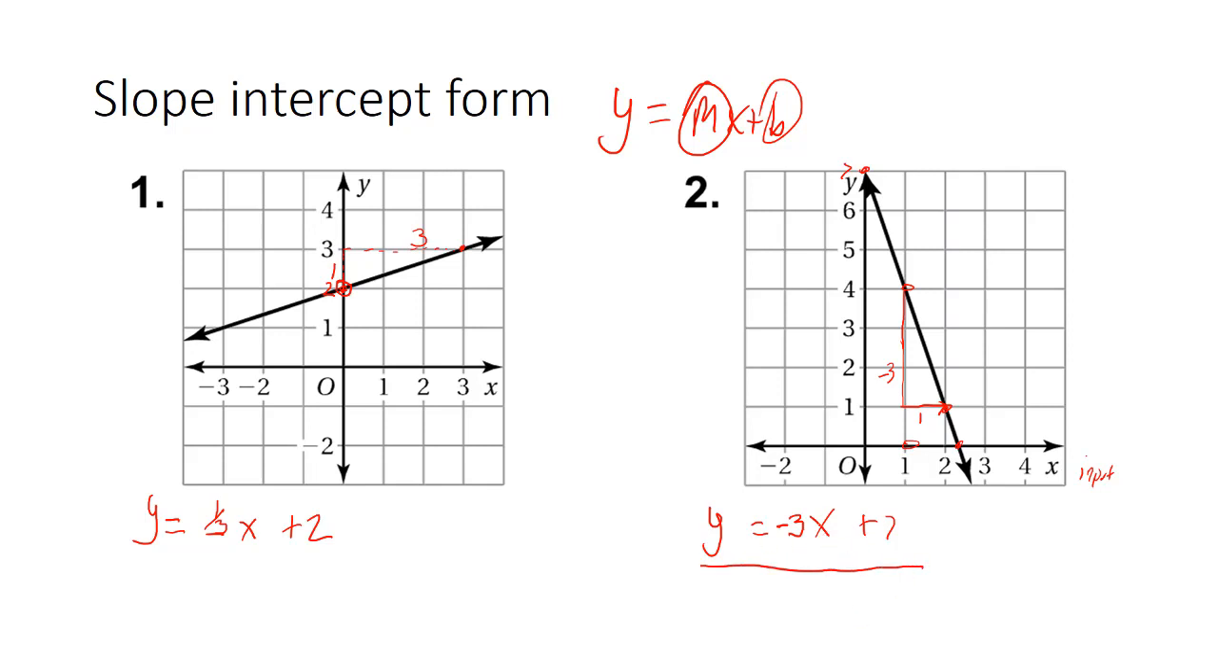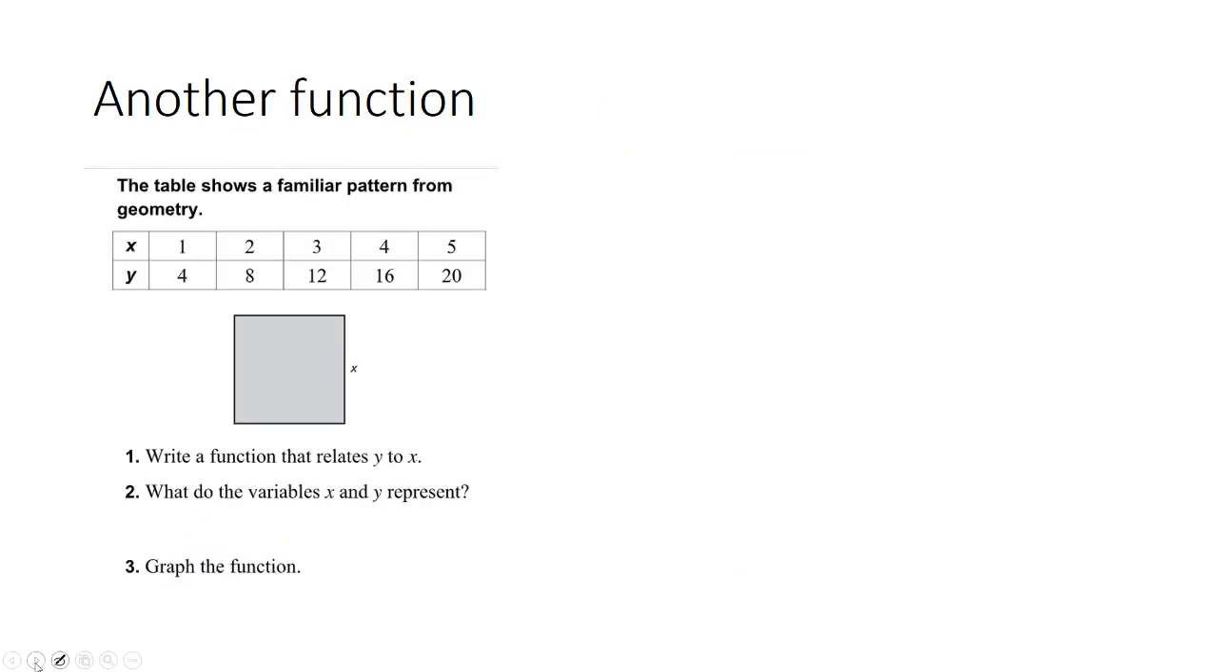So whatever I have for an input of x, I multiply it by -3, then add 7 to it, and I get y, my output. So slope-intercept form is a function rule. It tells me how to change an input to an output.